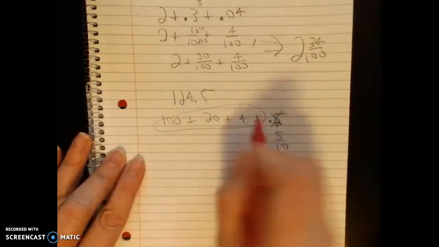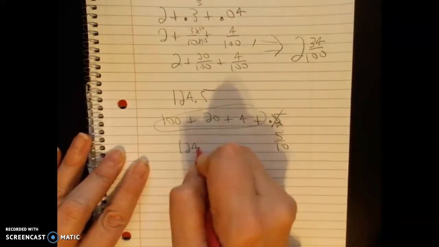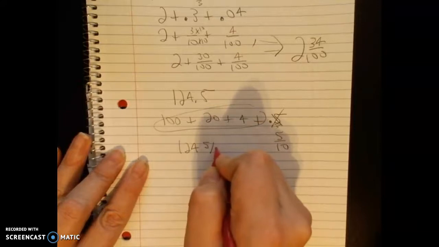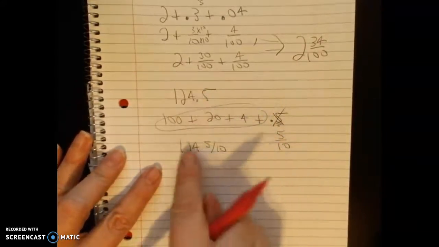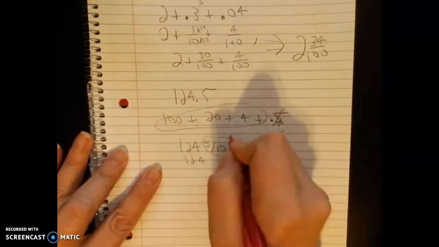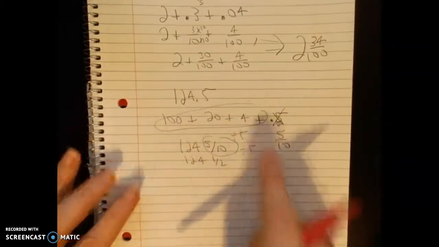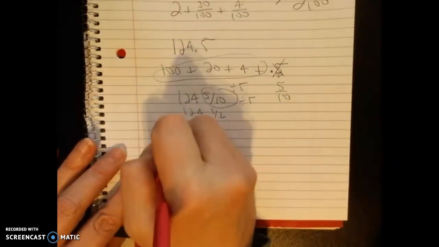So then again, if I add these up, I have 124 and I have 5/10 right there. So that's how it would look. Now, if I wanted this as a fraction in reduced form, then you'd have to realize that I could divide by 5, and get a half. So that's how you convert decimals to fractions when they're maybe not easy ones to do.